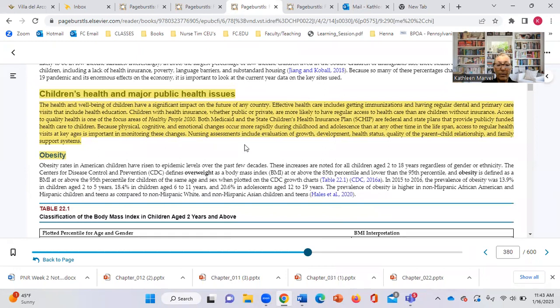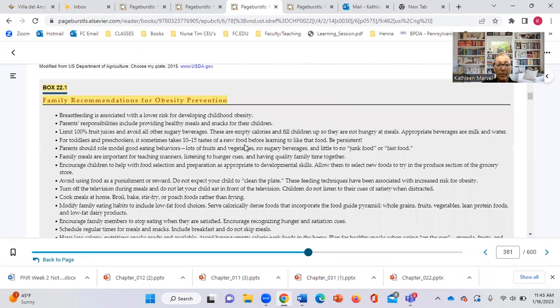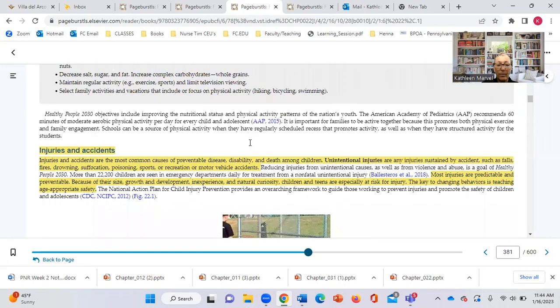Some of the common issues with kids: we have obesity. Okay, I highlighted box 22.1 because teaching and health education is a very big part of what we do in community nursing, and obesity is a huge issue. So I wanted you to review, as we're teaching, what are some family recommendations for obesity prevention? So this is a primary intervention. So please have a look at this box.